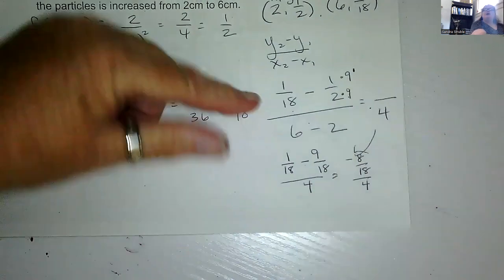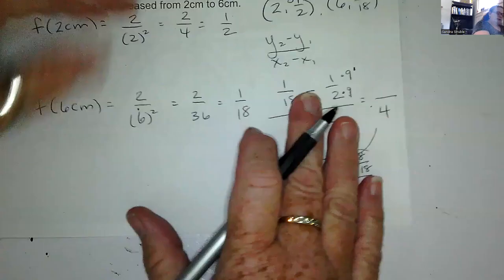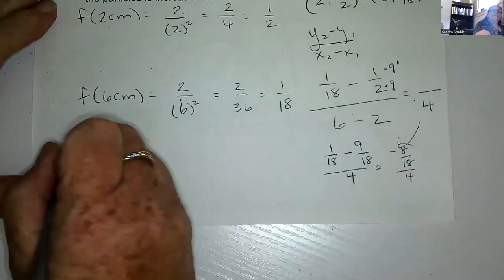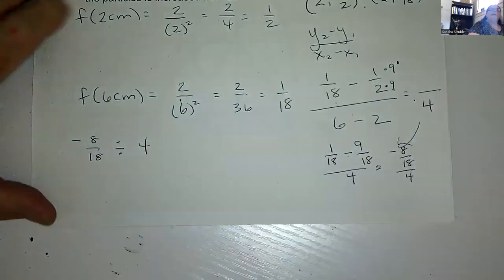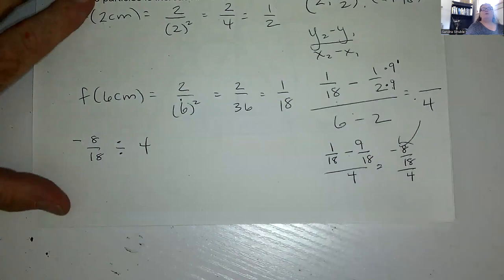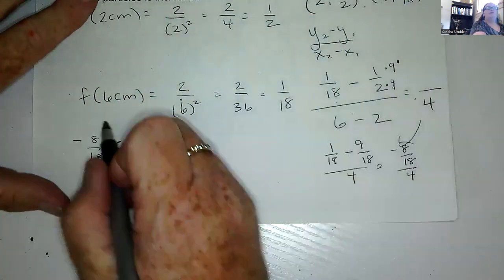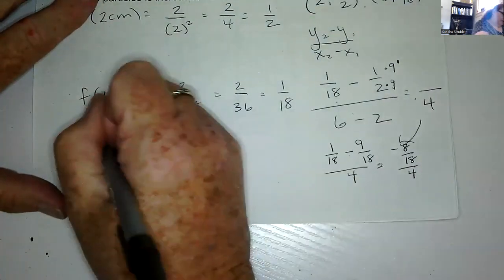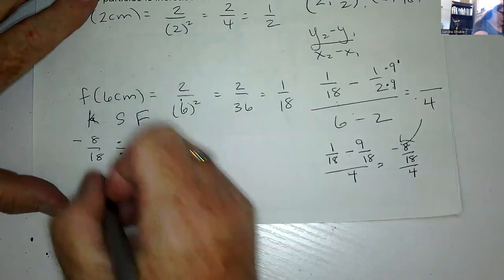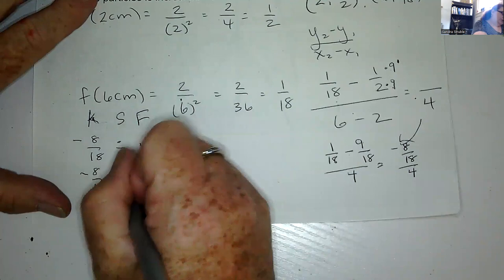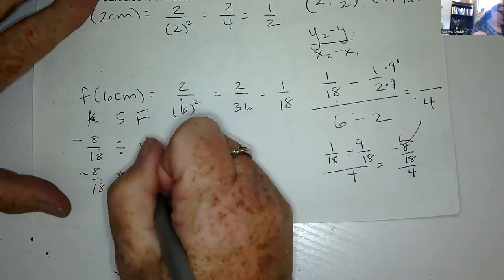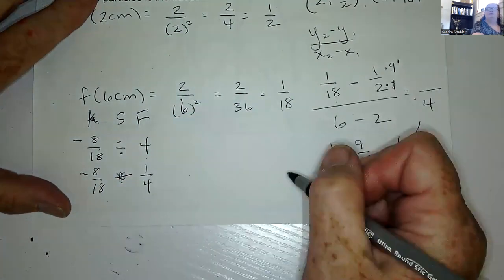When you have a fraction division, I'm going to come over here and show you what that looks like. That's just negative 8 over 18 divided by 4. And I've been told that in school they teach y'all the keep, switch, flip, to where you keep the first fraction, you switch the division to multiplication, and then you flip the 4 to 1 over 4. You just do the reciprocal.